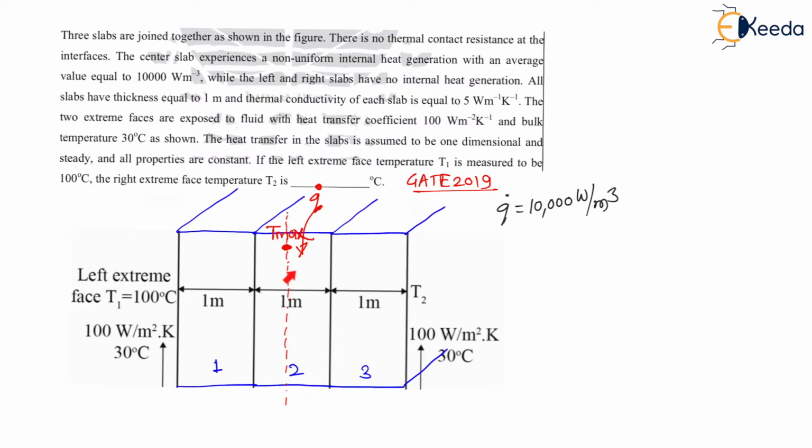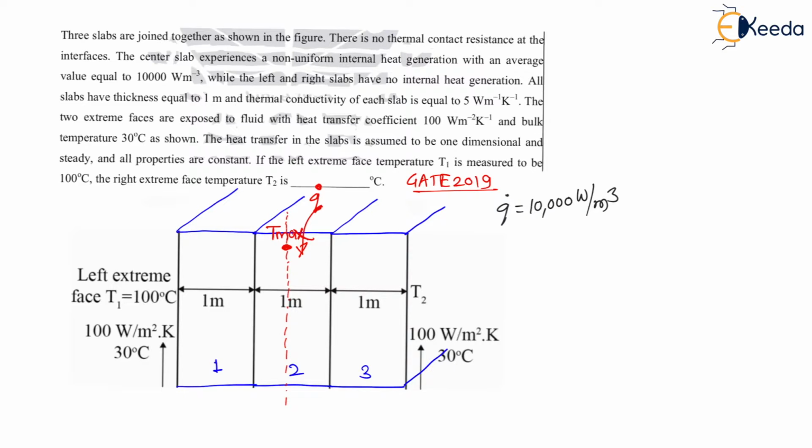Whenever there is a uniform heat generation inside the slab, the maximum temperature will be in between, right? Then the left and right slabs have no internal heat generation. In the left slab, which is slab number 1, as well as in slab number 3, which is the right slab, in both these slabs heat generation is not given, means heat generation is zero. There is no heat generation, right? Therefore my dear students, whatever heat is generated in the center slab flows from this maximum temperature to both sides of the slab, that we have already seen.